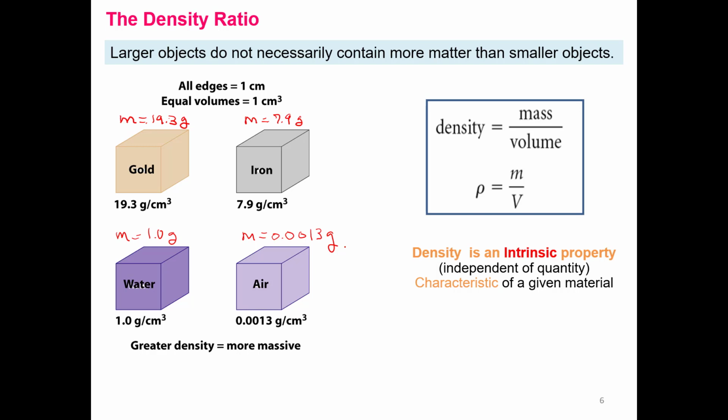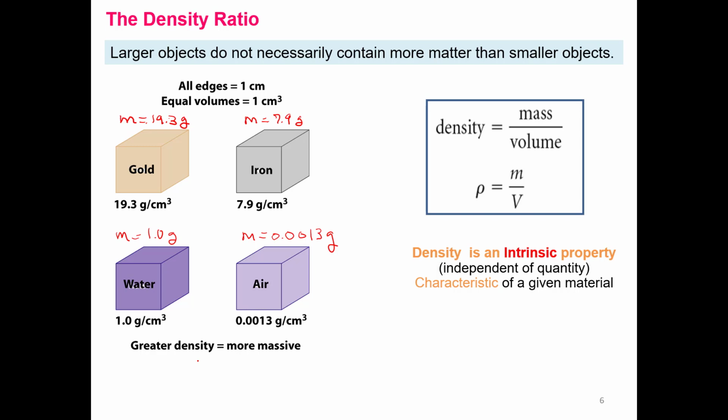Why, if the volume is the same, is the mass different? The reason is that the density of each material is different. This is why the mass of each one is different. If we have more massive objects, we will have greater density. For example, here is the same volume, but here we have greater mass, then we will have greater density compared, for example, with water. Greater density means a more massive material.